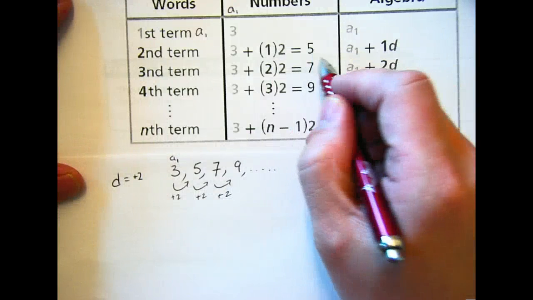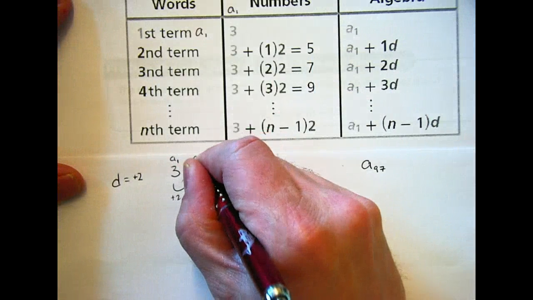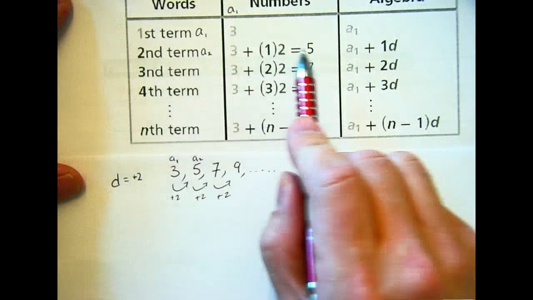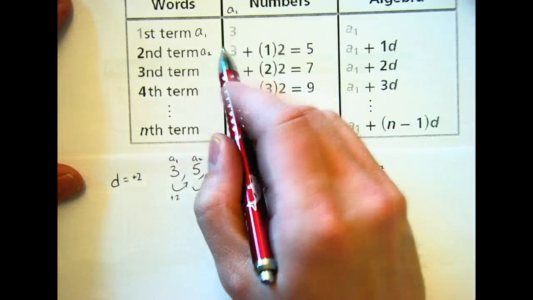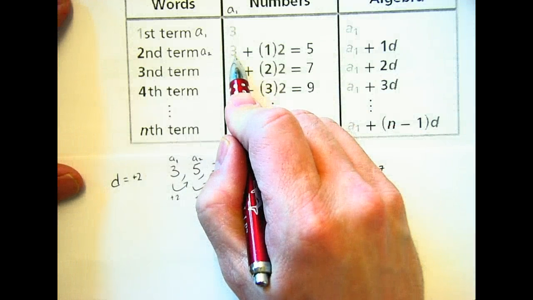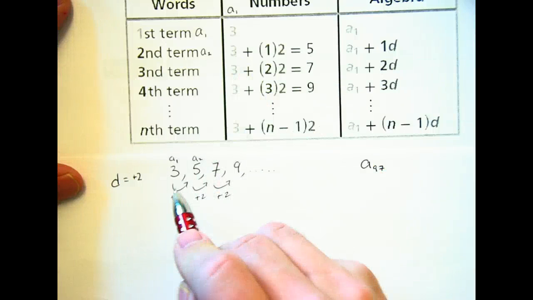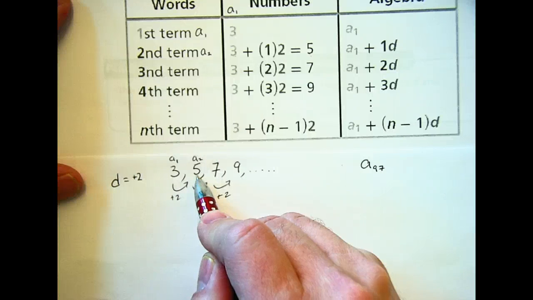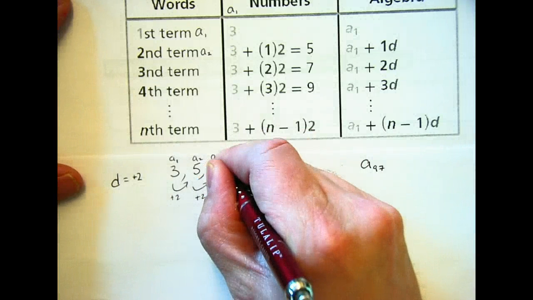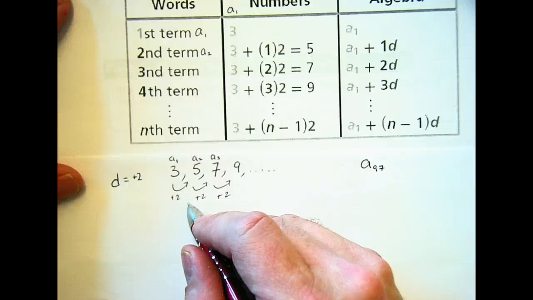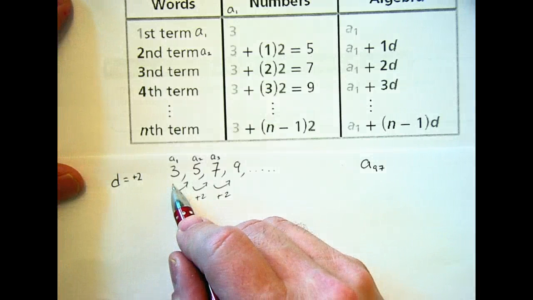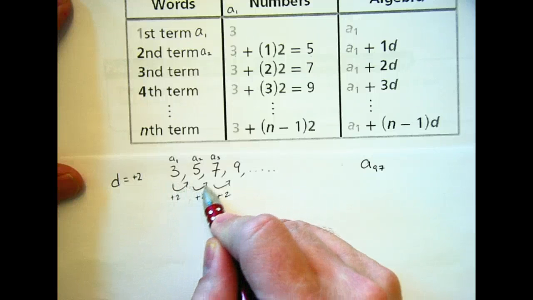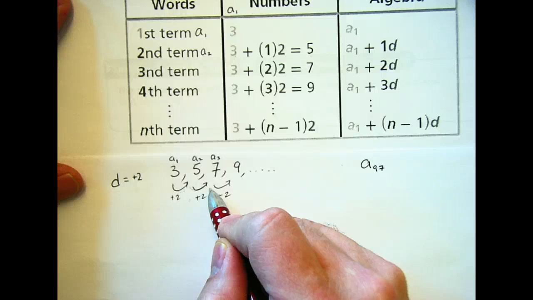Second term, A sub 2, which we're calling 5. Notice we've taken our first term and we added what to it? We went from 3 to 5. We added 2. Okay? The third term, A sub 3, is 7. What we did is we took our first term and how much did we add to it? We added how many 2s to it? 2 2s. 4. Okay?